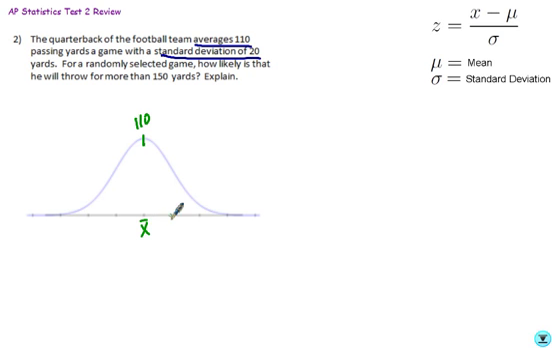So if we go out, let's just mark off our curve here. So standard deviation of 20 means we're going to jump 20, so we've got 130. Another standard deviation gives us 150, which is actually the number we're looking for. And then 3 standard deviations, another 20 out, would be 170. If we go the other direction, let's just mark it off here. So we'll go 3 standard deviations out to the left.